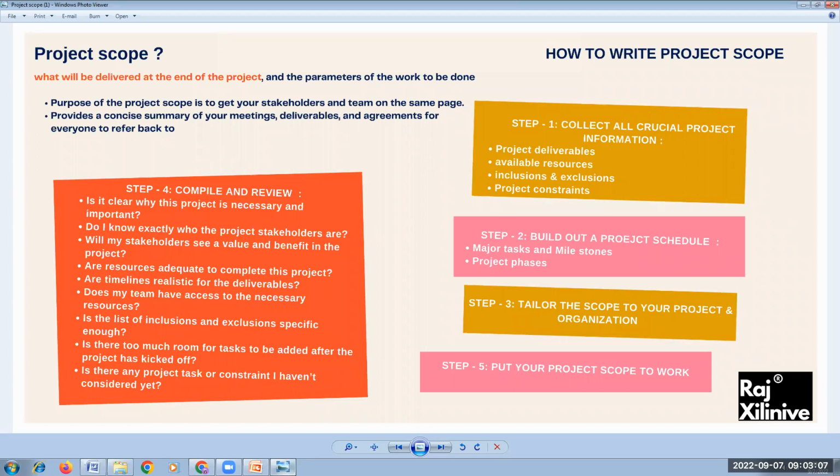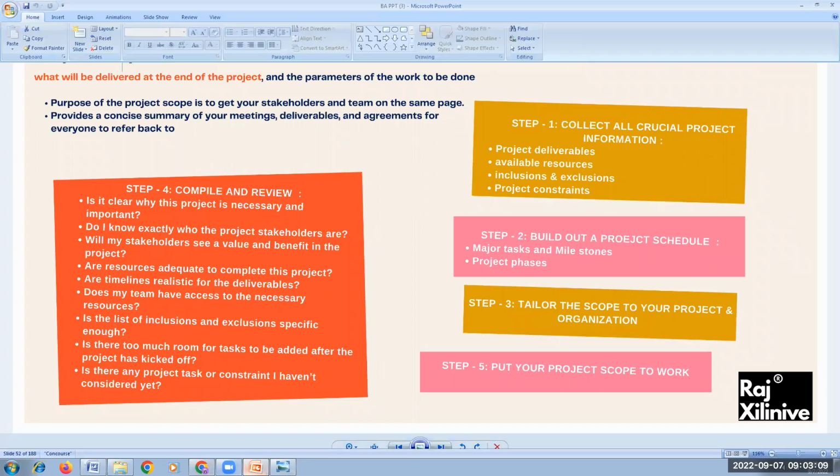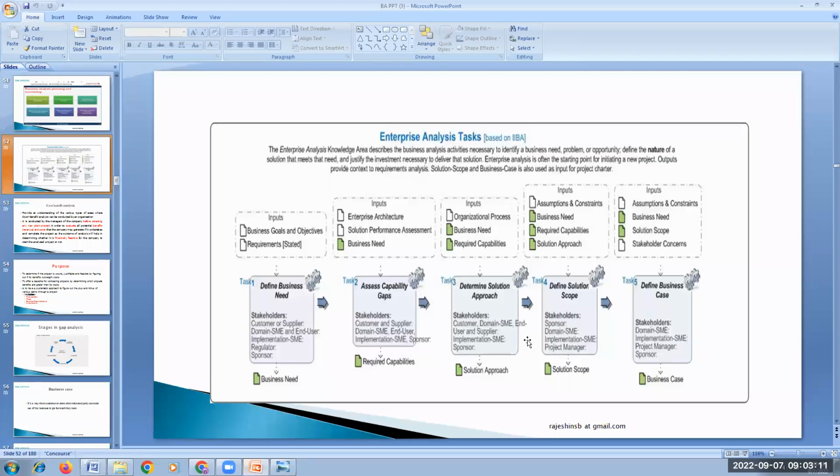This is what we do here under enterprise analysis. So once you are determining the solution approach, you need to define a solution scope by defining the scope of the project. The last but not least, defining the business case, that I am going to discuss tomorrow.